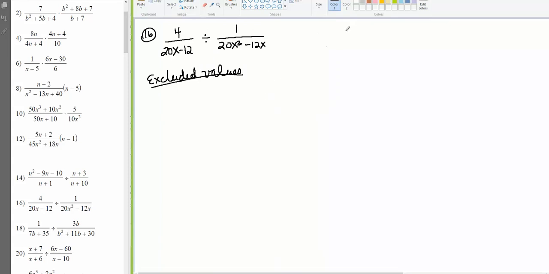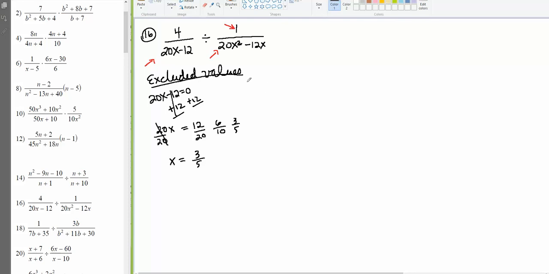Alright, this is another division problem, and the first thing we're going to do is look at the excluded values. They come from the denominator and also from the numerator of the divisor. So from the 20x minus 12, we're going to set that equal to 0. We're going to add 12 to both sides, and we're going to get 20x equals 12. Dividing both sides by 20, we get that x is equal to 6 over 10, 3 over 5, 3/5.